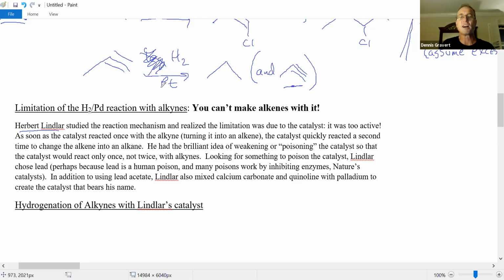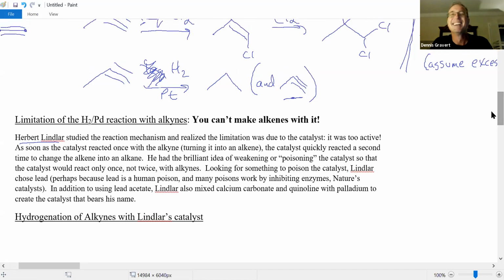And he thought about it for a while, and he knew the mechanism. At least this is how I understand it, paraphrasing the story a bit. He realized that the catalyst is just too robust. It's too good. We need to weaken that. We need to slow down the catalyst so that after the first pi bond reacts, the catalyst is weakened so that the alkyne, or what used to be the alkyne, could leave before the second pi bond gets attacked. And he knew a little bit about poisons.